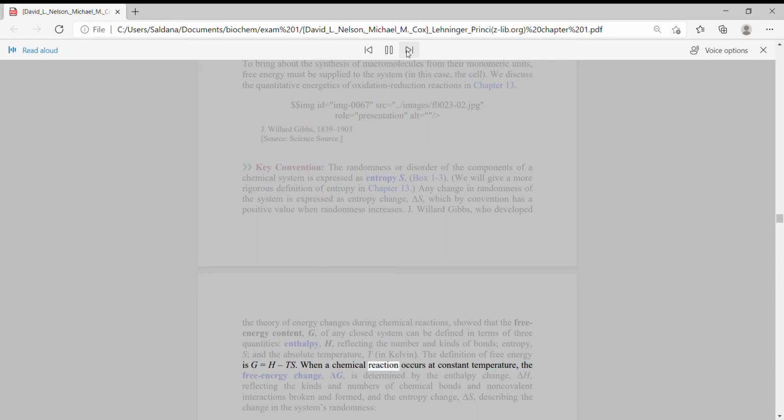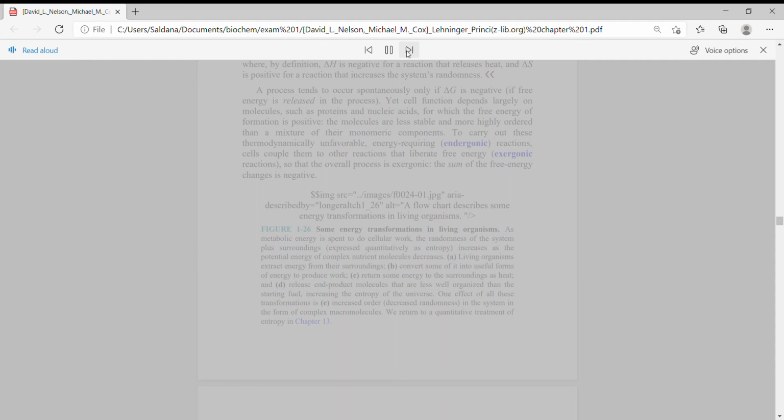When a chemical reaction occurs at constant temperature, the free energy change, delta G, is determined by the enthalpy change, delta H, reflecting the kinds and numbers of chemical bonds and non-covalent interactions broken and formed, and the entropy change, delta S, describing the change in the system's randomness. Where, by definition, delta H is negative for a reaction that releases heat, and delta S is positive for a reaction that increases the system's randomness. A process tends to occur spontaneously only if delta G is negative, if free energy is released in the process.